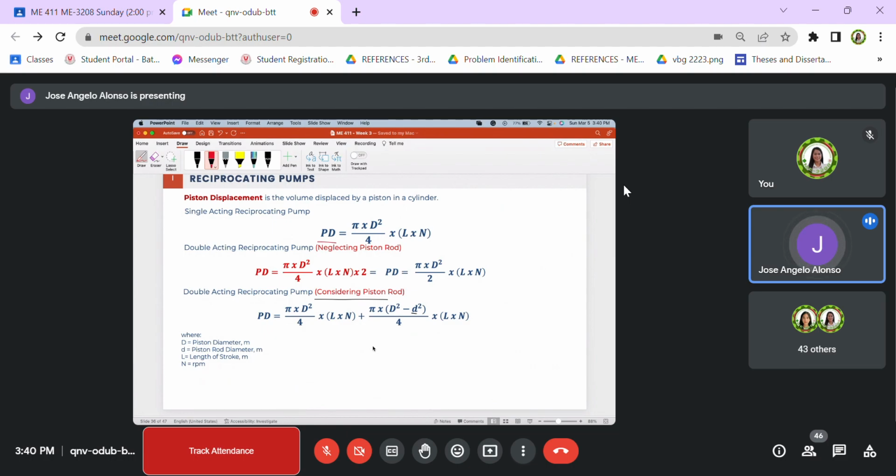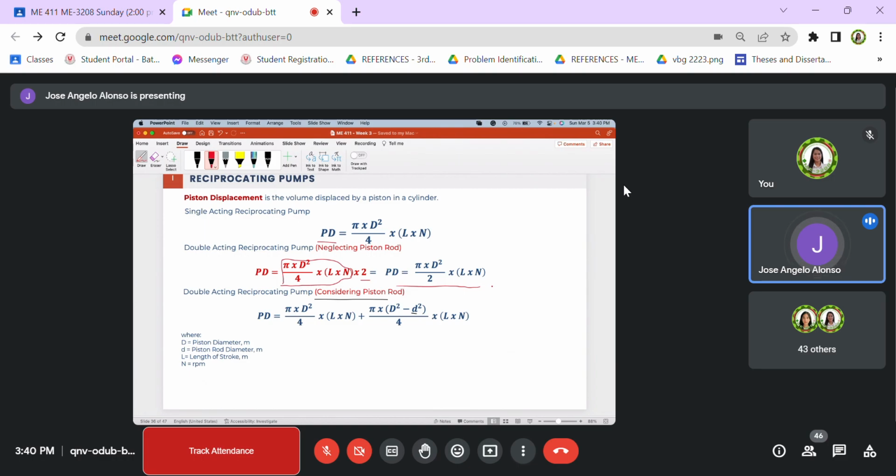Then for double acting reciprocating pump, kapag hindi natin i-consider yung piston rod, ito yung sinasabi ko kanina, we just need to multiply the value initially, pi d squared over 4 times the length ng stroke or sa haba ng piston natin or ng cylinder, then multiply it by 2 only. Then we can arrive with this equation, pi d squared over 2 times L times N.